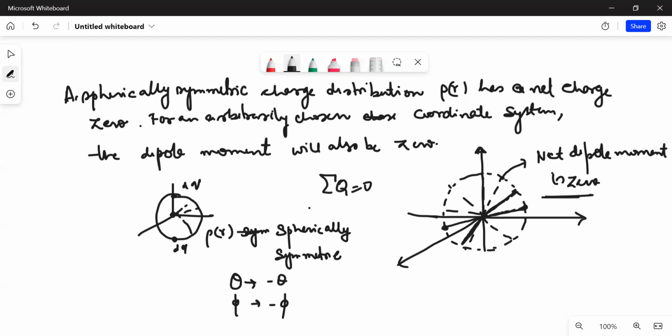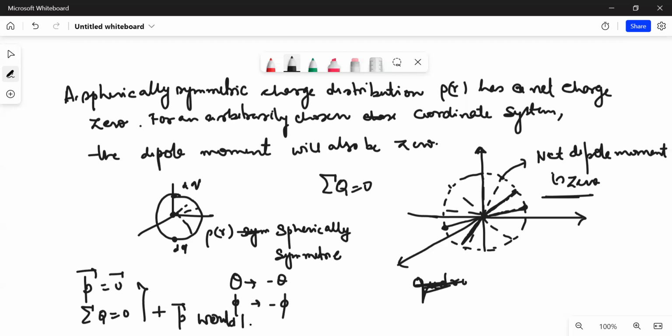And if the net dipole moment is zero, the leading term would be the quadrupole. I will not say anything about the quadrupole moment right now, but the net dipole moment will be zero, the net charge would also be zero, and the dipole moment would be independent of origin. Is that clear?